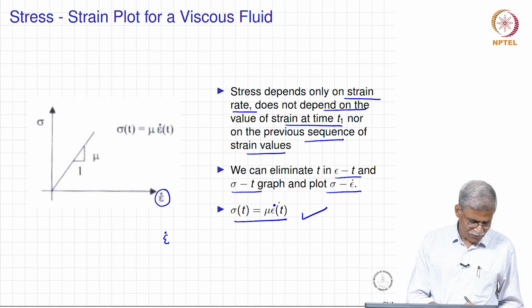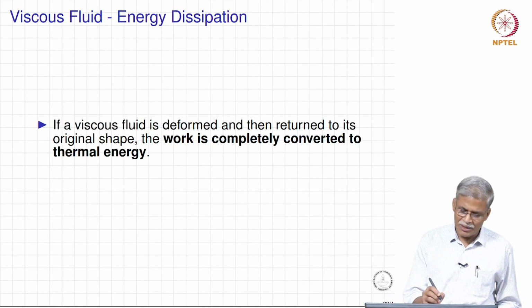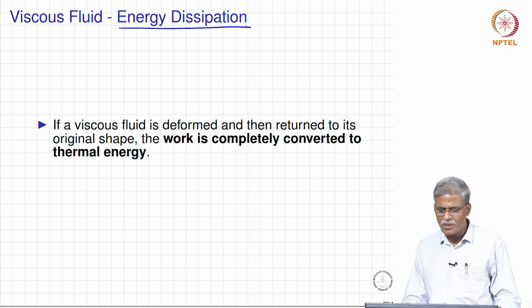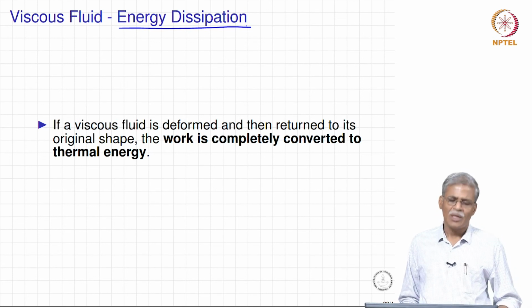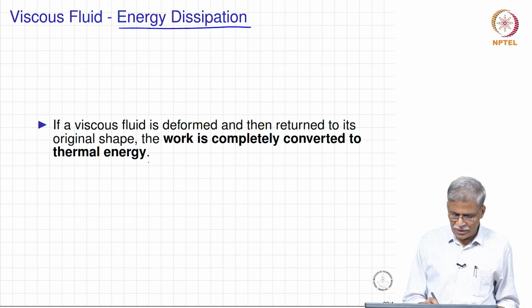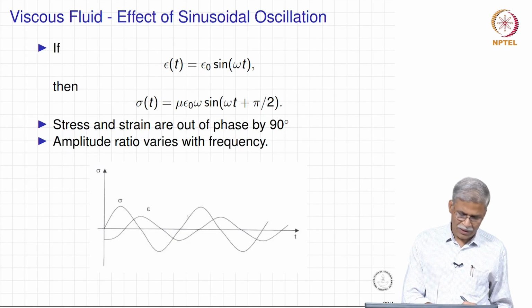Okay, right. So, let us continue our discussion and talk about energy dissipation. What this essentially means is, if you take a viscous fluid and you deform it, the work is completely converted to thermal energy. That means everything is dissipated. Okay. So, that means you recover absolutely nothing out of it.